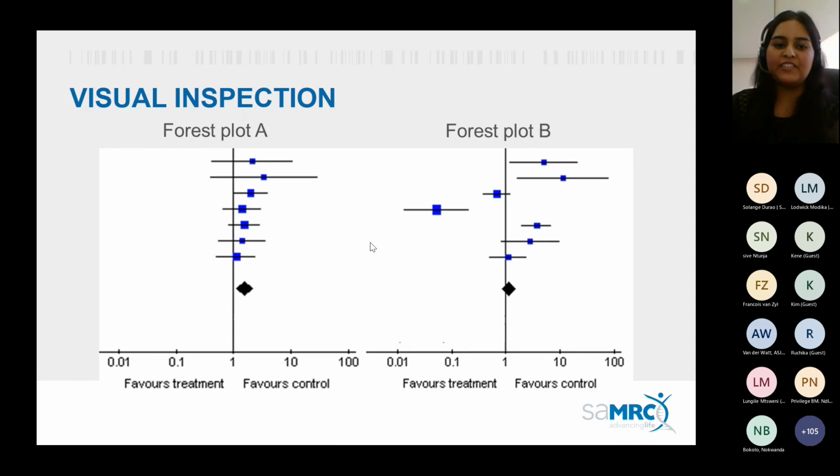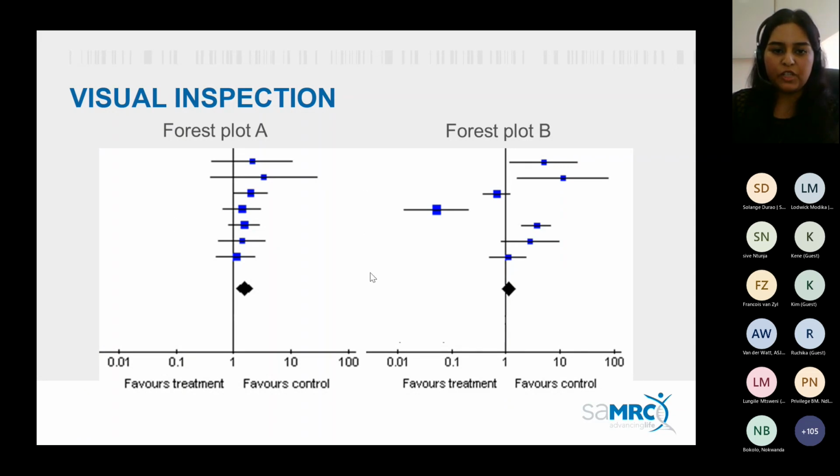So forest plot B exhibits the most heterogeneity. Remember, heterogeneity is differences between the results of the studies. So the first step you should always take is to visually examine your forest plots and to look whether all your studies are reporting consistent results. So you need to look for overlap in the confidence intervals and not just whether the blue dots line up, not just whether the actual effect lines up.